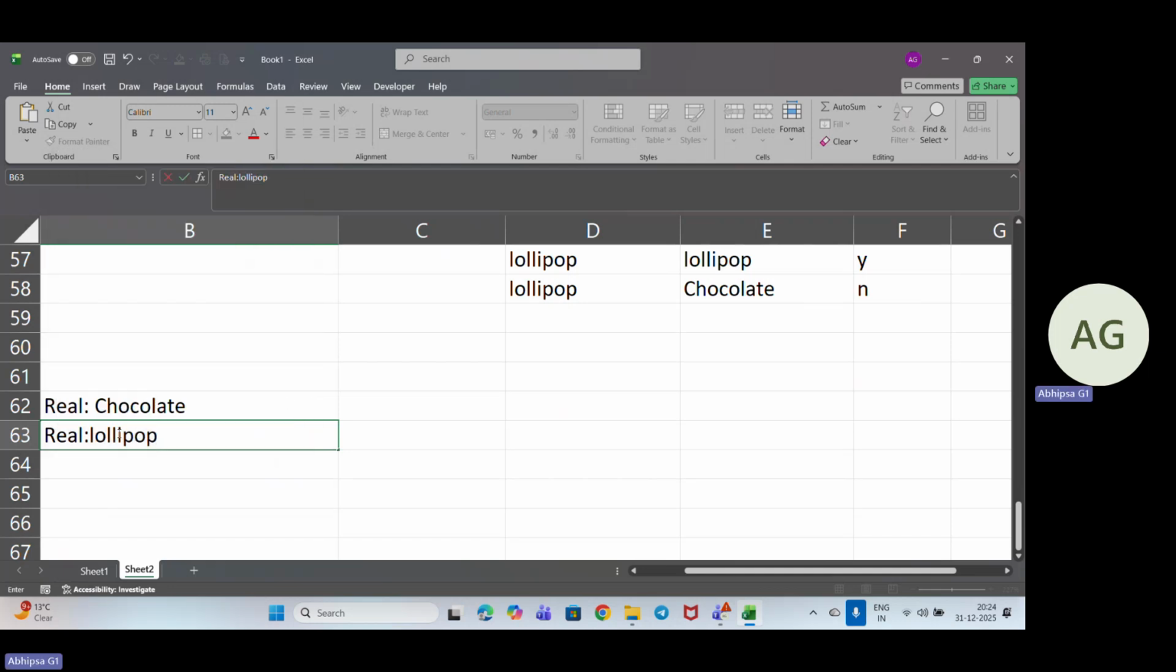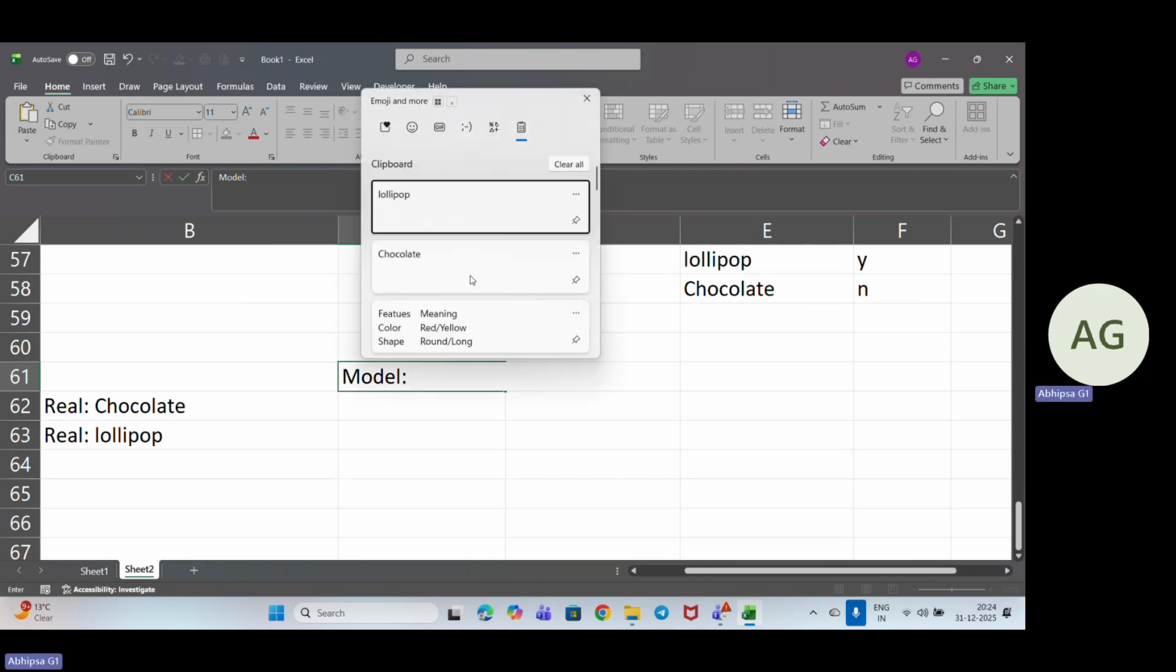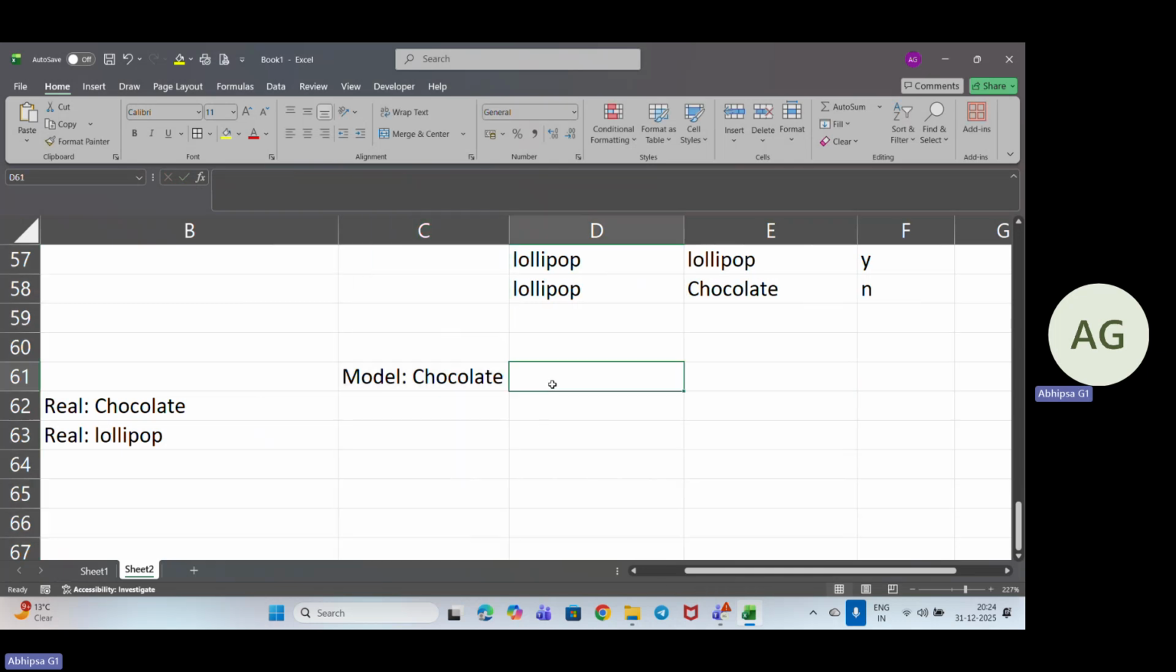We will be having lollipop like this. And here we will be having the model. What is the prediction of the model? Okay, the prediction, chocolate, based on the model. And here we have again the model. The model is coming down with lollipop.